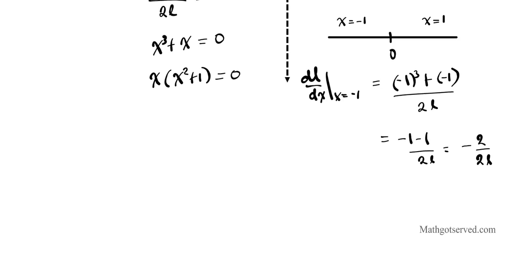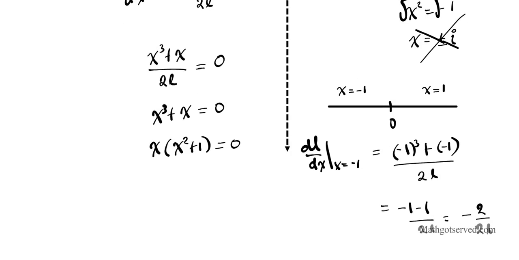What I care about is the sign. We can see that on this interval to the left side, the derivative is negative. All right, what does that mean? If the derivative is negative, that means the function is increasing. I'm sorry, the function is decreasing. So it's decreasing on this interval.